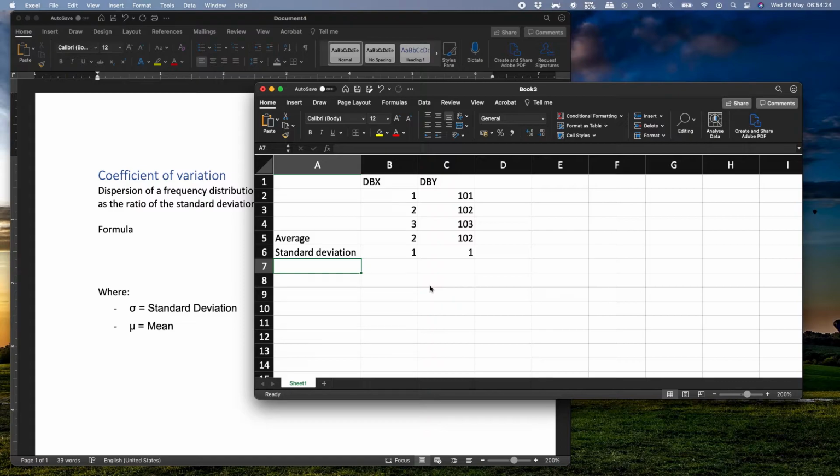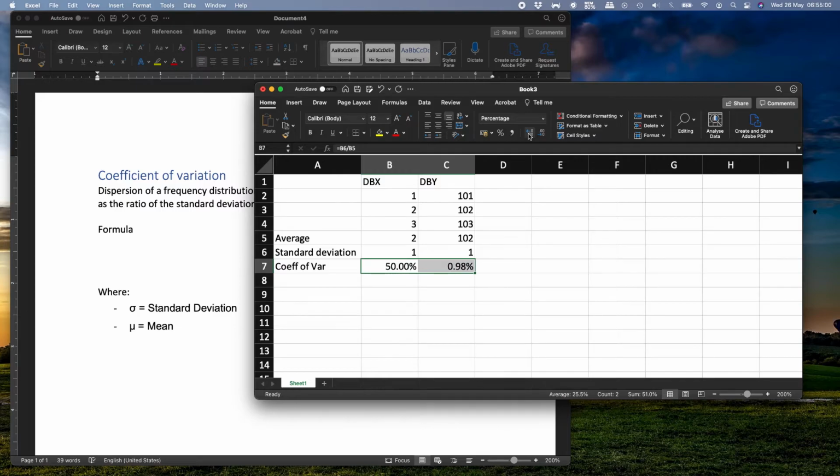But the coefficient of variation, you can call it coef of var. We're going to just make it shorter so you guys can see it, is the division. We're going to divide the standard deviation by the average. So the standard deviation divided by 2 is basically just 0.5, and this one is 1 divided by 102. So the coefficient of variation is way, way smaller, and usually this is represented in percentage.